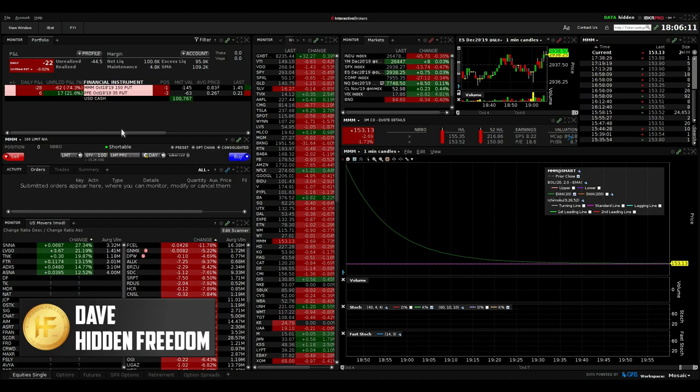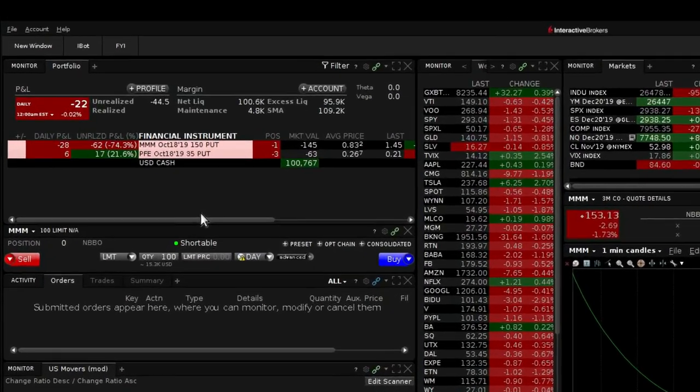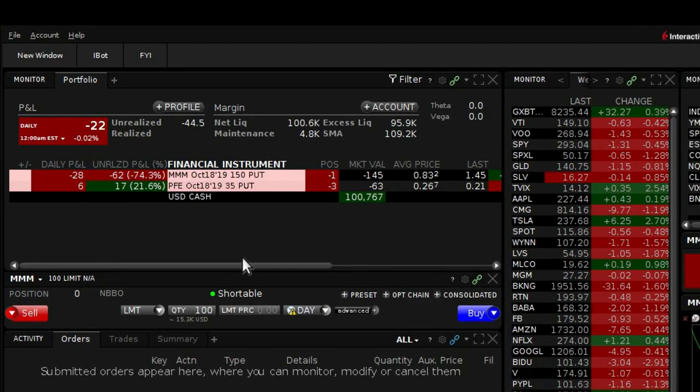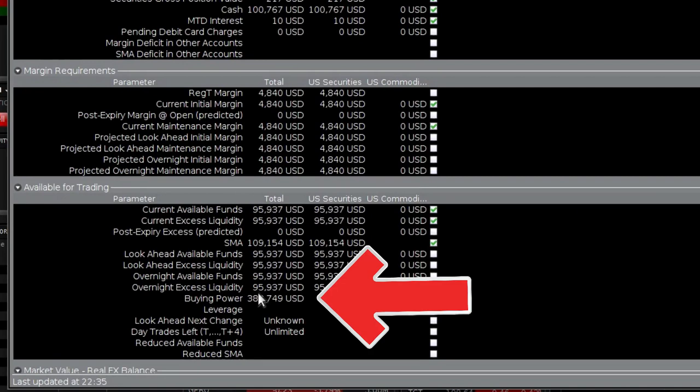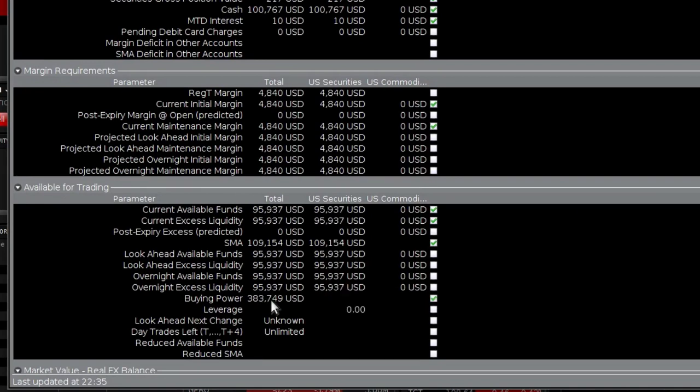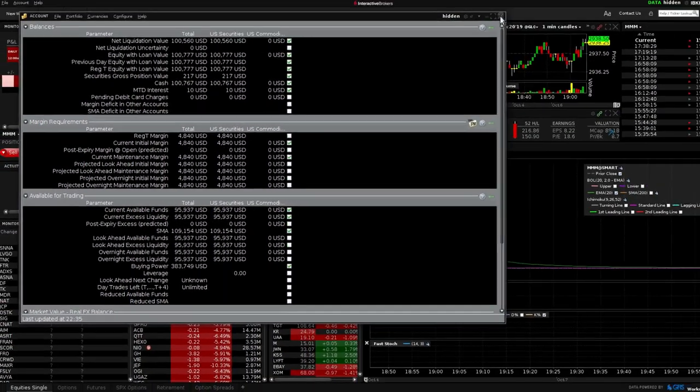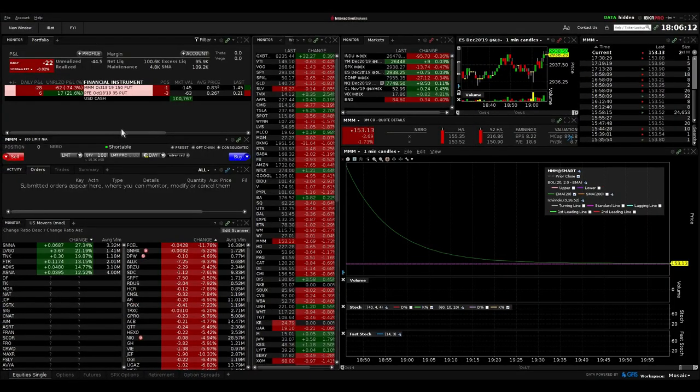So I'm logged into my IB account here, and you can see I have $100,000 in this account that's sitting in cash right now, okay? Now, if you look at my account here in IB, my buying power is $383,000, okay? So IB is very generous on the amount of margin that they give you, okay? So basically, that means I can invest in stocks more than $100,000, okay? I can go up to $383,000, okay? And what does that mean, really?